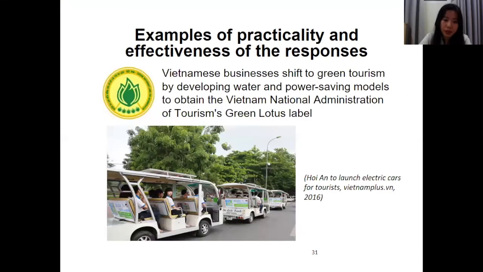So example number three: in Vietnam, many businesses have made national efforts to shift to green tourism by developing water and power saving models. By doing so, they obtained the Vietnam National Administration of Tourism's Green Lotus label, a certification for hotels and guest houses that try to protect the environment, use natural resources properly, and preserve the country's cultural heritage.